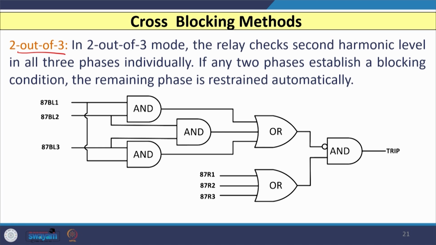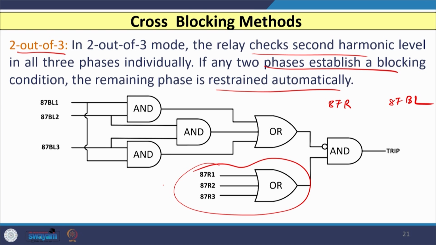Similarly, let us consider the second method, that is 2 out of 3 blocking method. Here, the relay checks the second harmonic level in all the 3 phases individually, and if the percentage of second harmonic is greater than the predetermined threshold value in any of the 2 phases, then the blocking condition is established and the remaining phase is restrained automatically. Here you can see that I have considered this logic by considering again 87R and 87BL separately. So, this 87R I have considered ORed with OR gate.